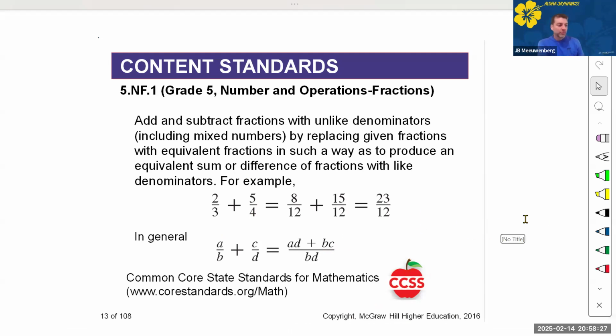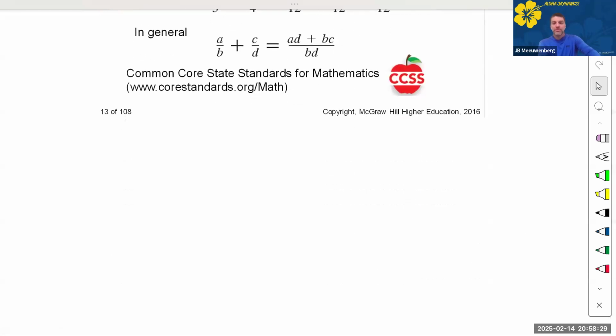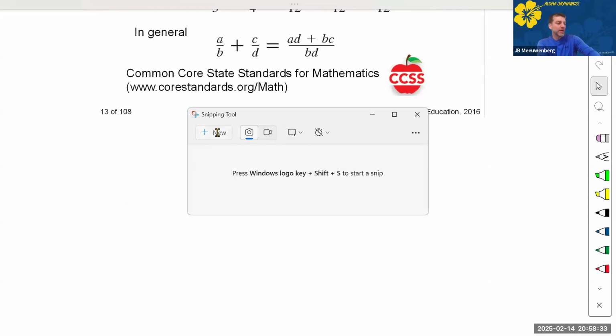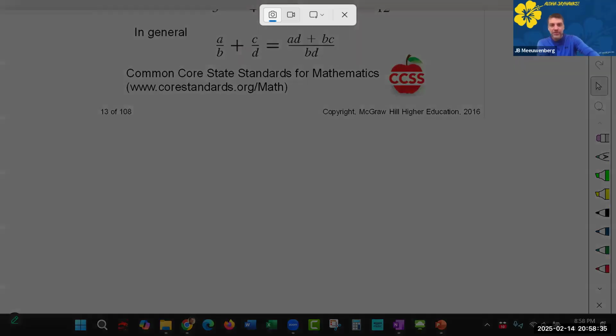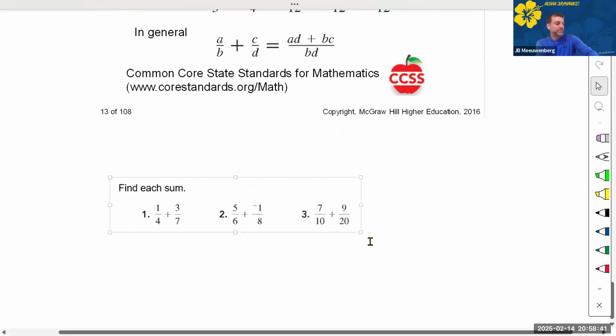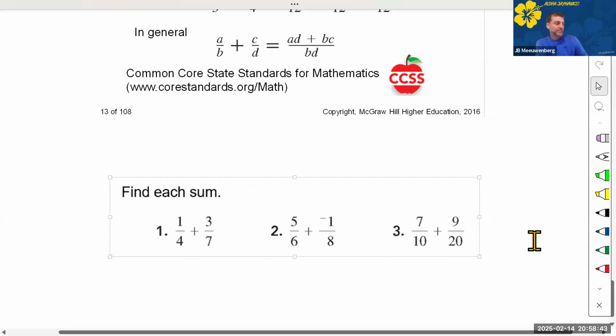So let's try a couple. For you, I'm going to give you 3 of these problems, and then you will pause the video and try to do them on your own. So I have 3 fractions here, and they look like this. So go ahead and pause and try these.